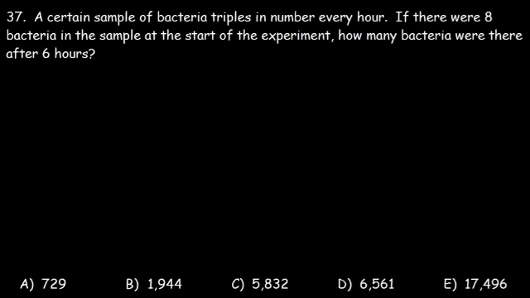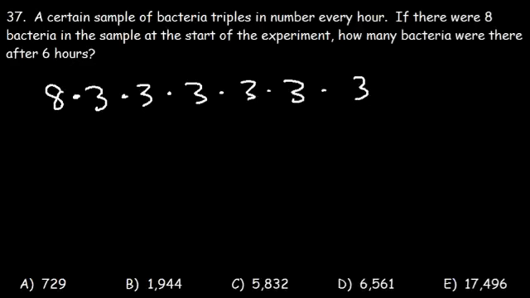A certain sample of bacteria triples in number every hour. If there were 8 bacteria in the sample at the start of the experiment, how many bacteria were there after 6 hours? So initially, there was 8. And after the first hour, there's going to be 8 times 3, which is 24. And after the second hour, times 3, and then the third hour, and then the fourth, and then the fifth, and then the sixth. Every hour, it triples. So after 6 hours, it's going to be 8 times 3 raised to the 6th power.